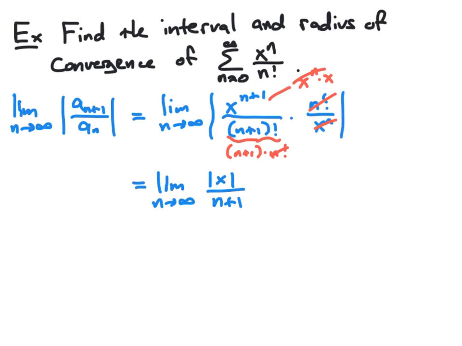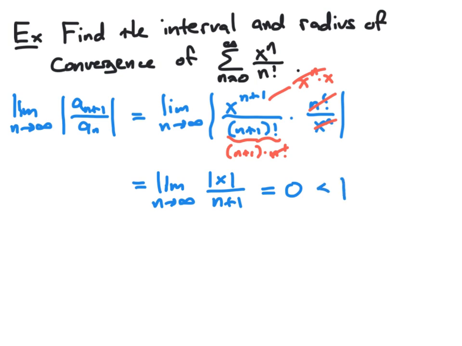While x is an unknown value, we do know that we're thinking of x as a fixed value. And so we have a constant over n plus 1 as n approaches infinity. And this will give us a value of 0, since that denominator will get extremely large as n gets large. And this turns out to not involve the variable x at all, because 0 is always less than 1.